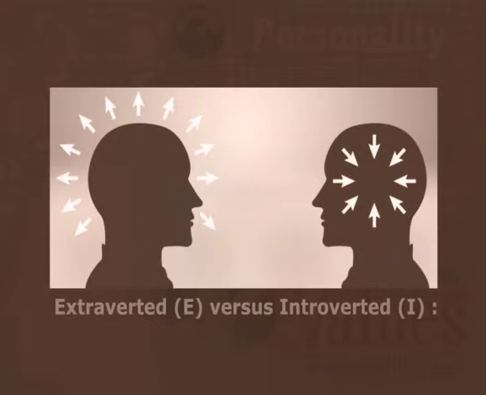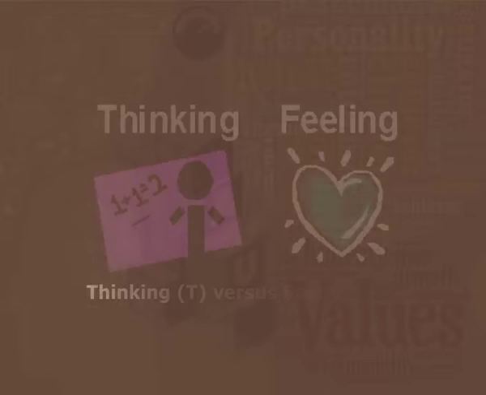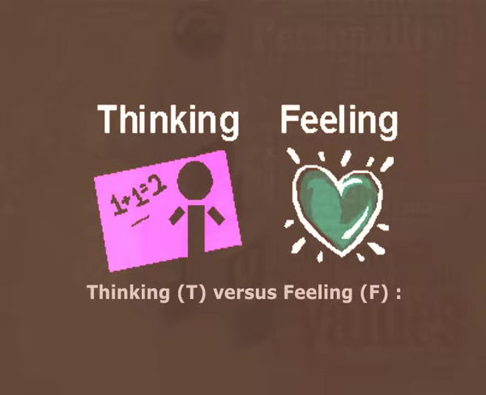Extraverted versus introverted. Extraverted individuals are outgoing, sociable and assertive. Introverts are quiet and shy. Sensing versus intuitive. Sensing types are practical and prefer routine and order. They focus on details. Intuitive types rely on unconscious processes and look at the big picture. Thinking versus feeling. Thinking types use reason and logic to handle problems. Feeling types rely on their personal values and emotions.